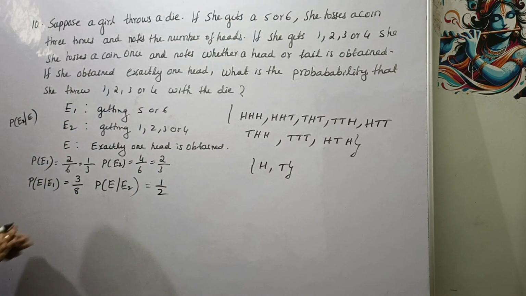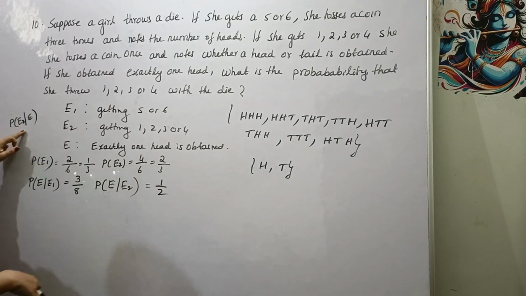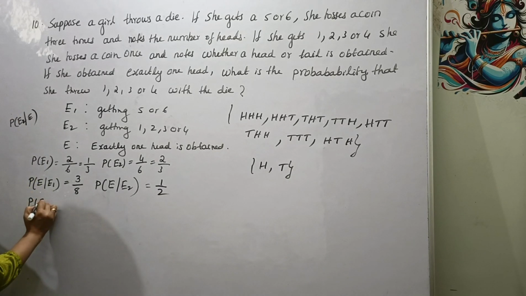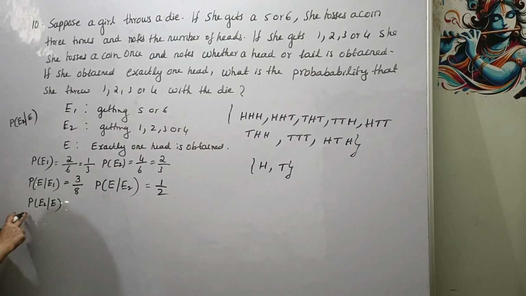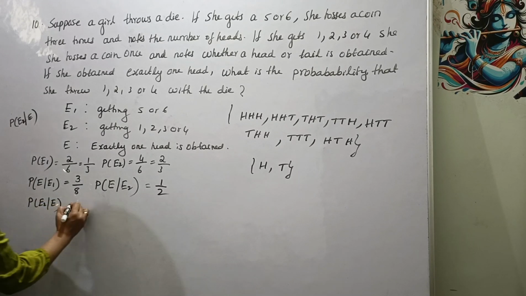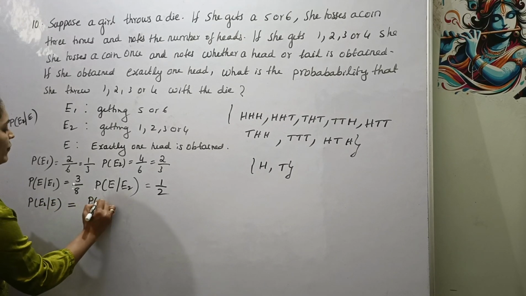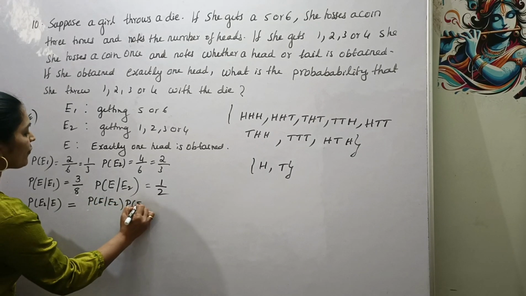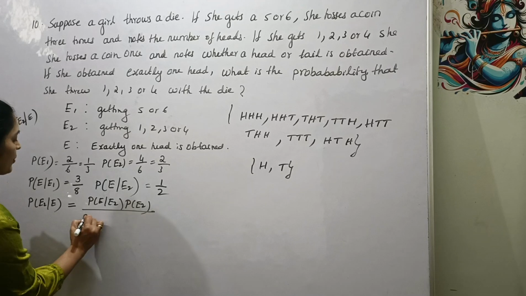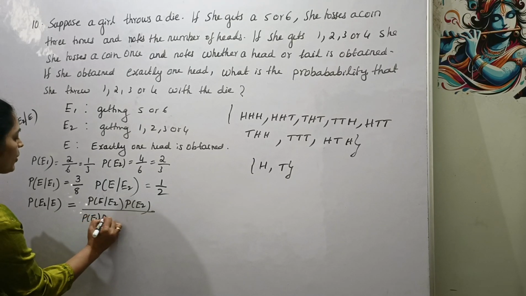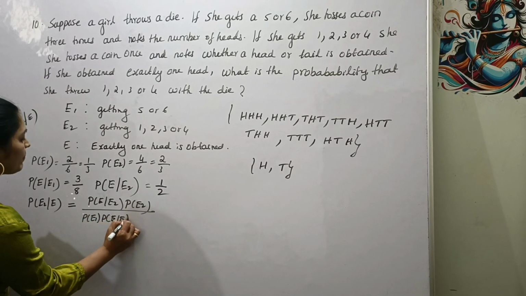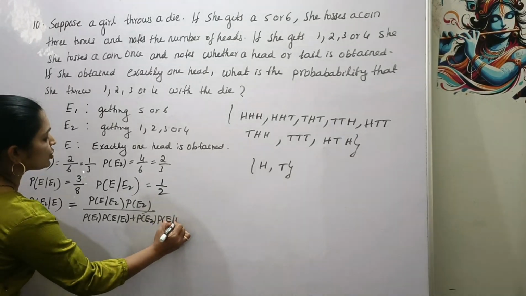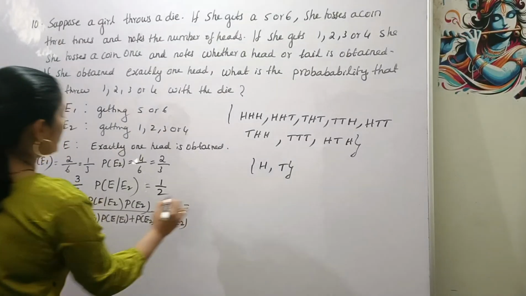Okay. Now, here we have to apply Bayes theorem. So what is the Bayes theorem? We have to find probability of E2 given E, that is equal to probability of E given E2 into probability of E2 divided by probability of E1 into probability of E given E1 plus probability of E2 into probability of E given E2.